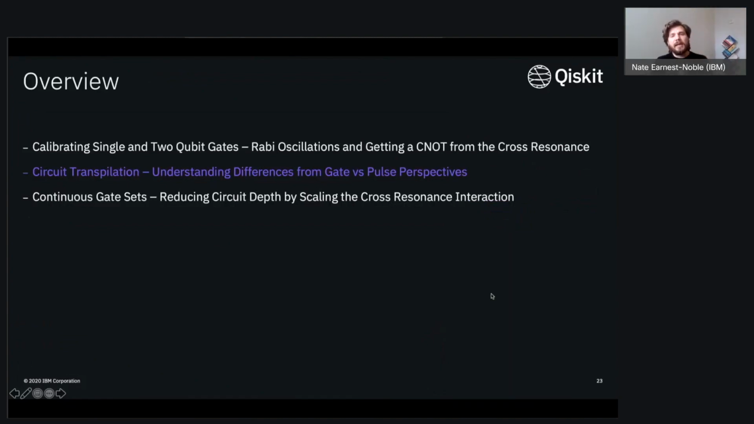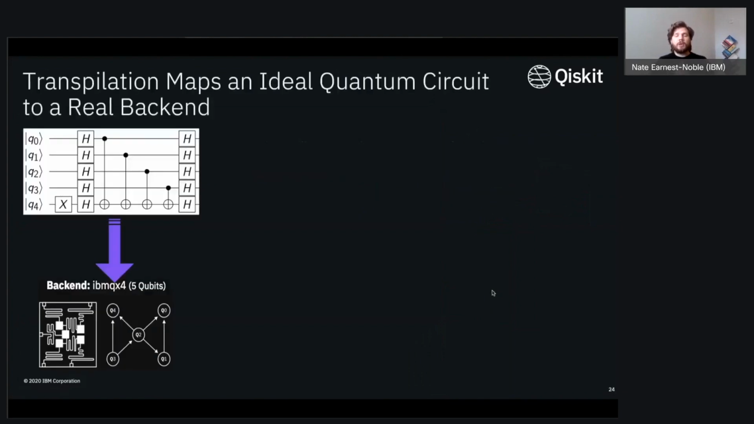To that end, I now want to get into this idea of circuit transpilation. So let's go ahead and jump in. In case you're unfamiliar with this, the idea of transpilation is that you have some idealized quantum circuit in which you want C-naughts between various sets of qubits. You may be familiar with this circuit here. But you say you want to do a C-naught between Q4 and Q0, or Q4 and Q1.